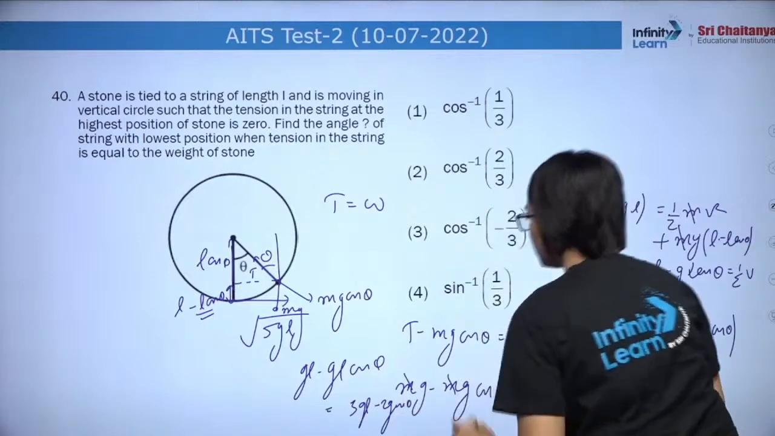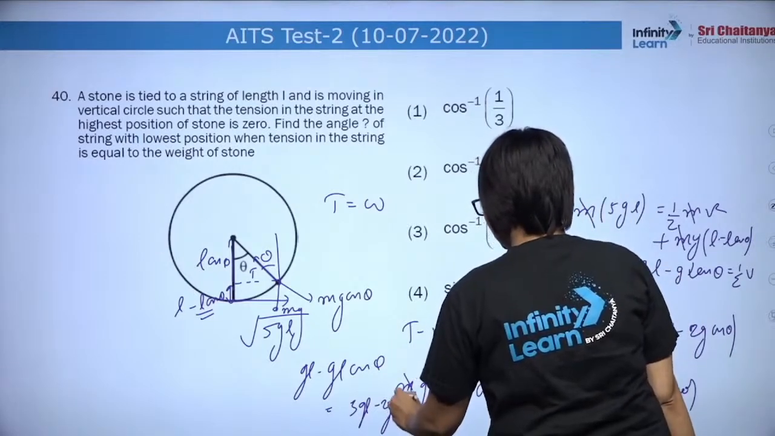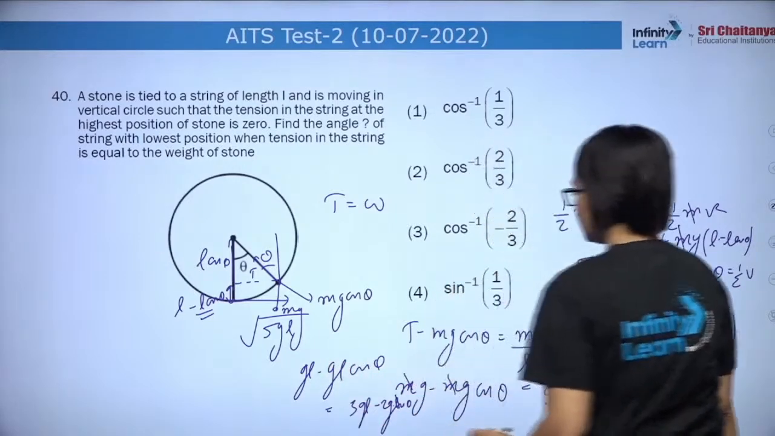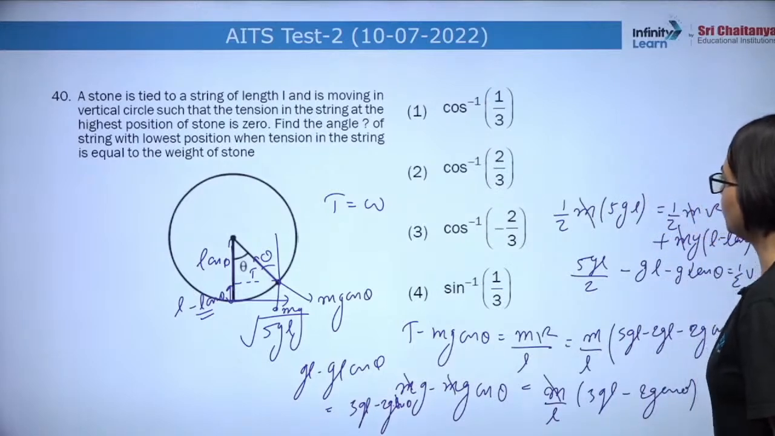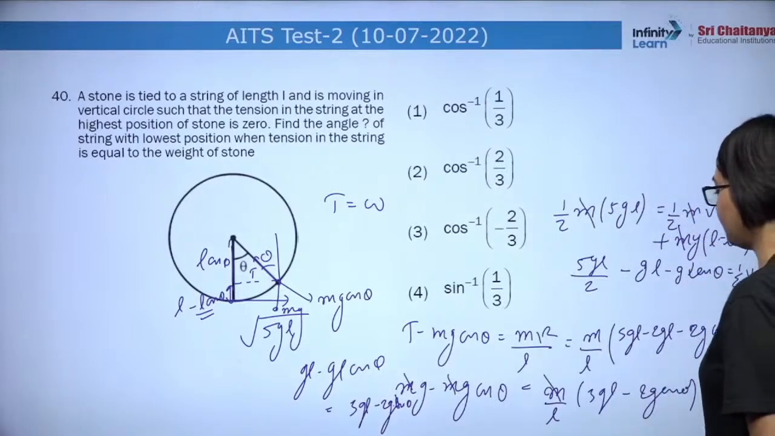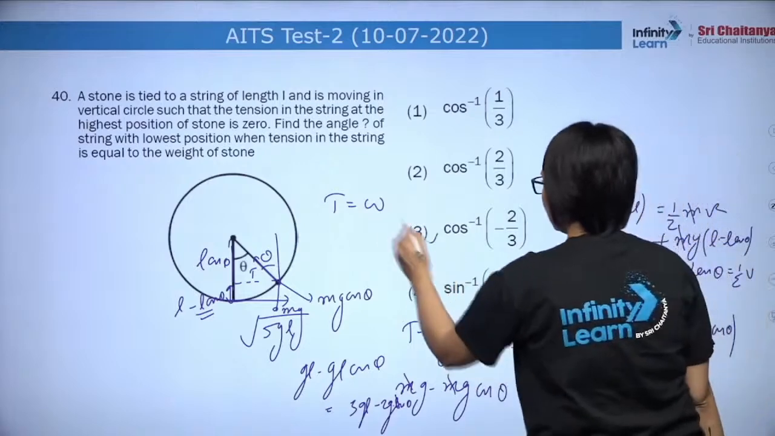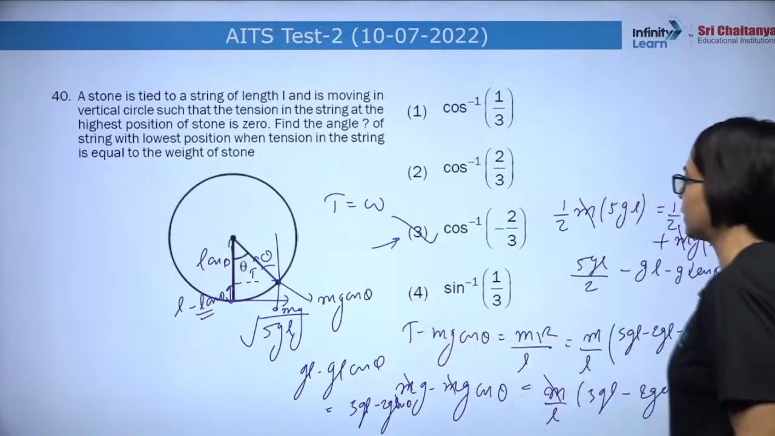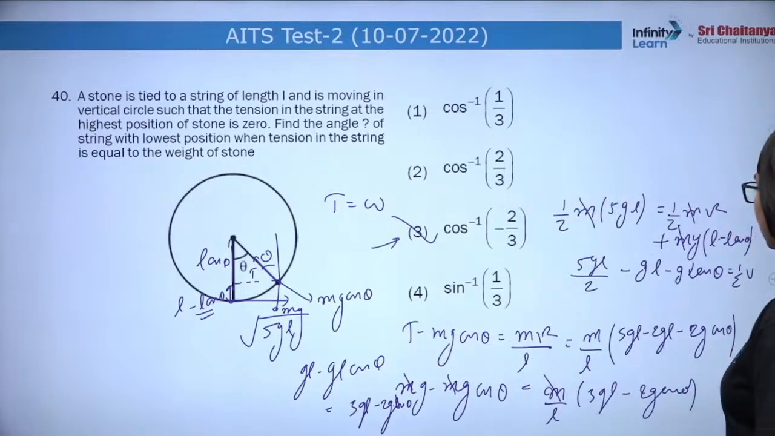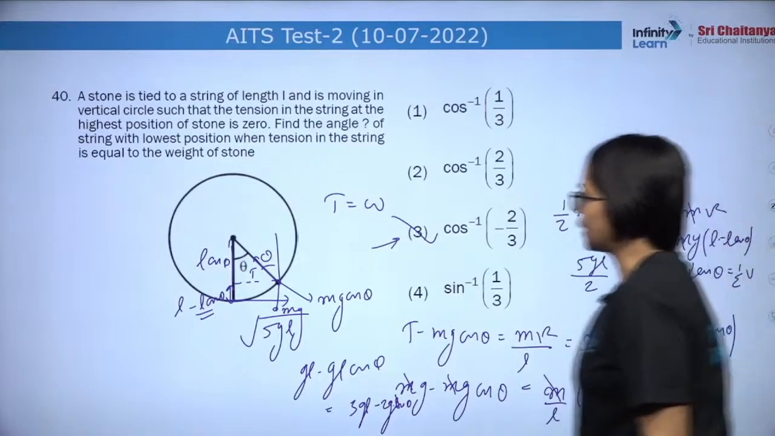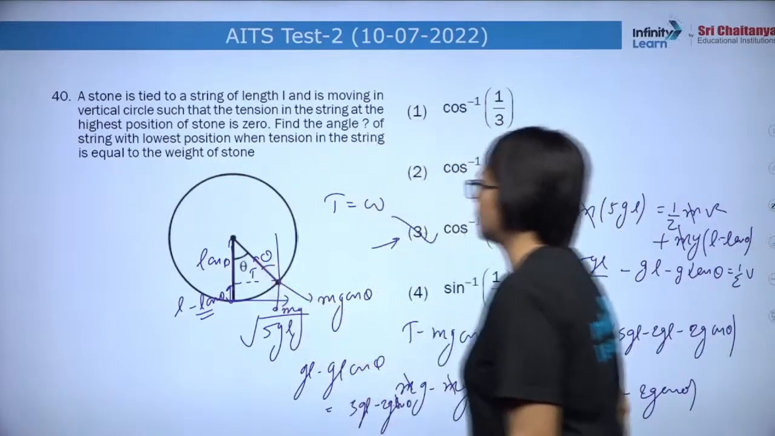So we have 3GL cos theta, GL cancel, is equal to 2. So cos theta will be minus 2 by 3. So the correct answer is cos inverse of minus 2 by 3 as your angle, right? So apply conservation of mechanical energy and the centripetal force equation.